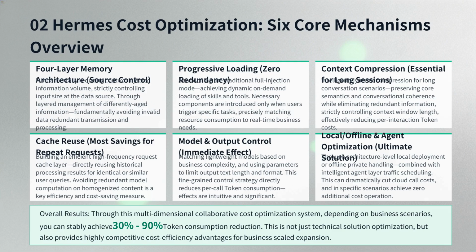To solve this, Hermes designed a systematic cost optimization system with 6 core mechanisms. From the information source controlling 4-layer memory architecture, to on-demand progressive loading, to long session handling, context compression, and the most efficient cache reuse, plus immediate effect model and output control, and finally the ultimate solution, local/offline optimization. Next, we'll break down these mechanisms one by one.